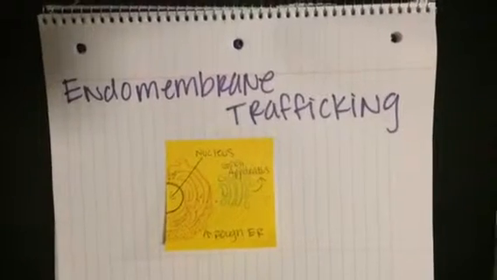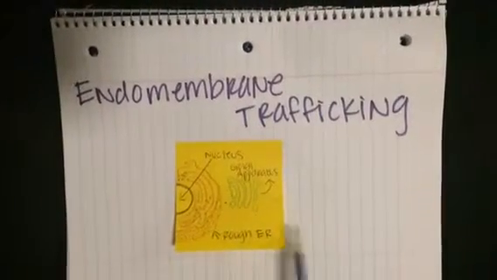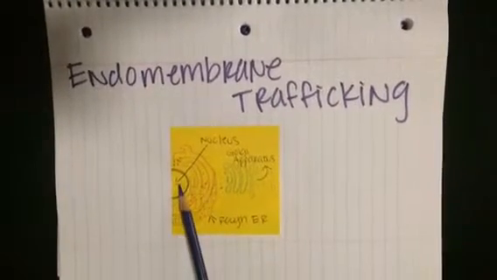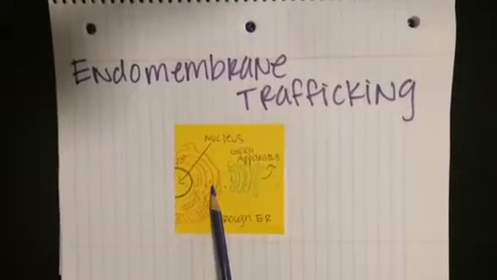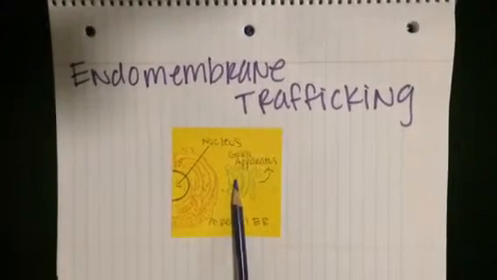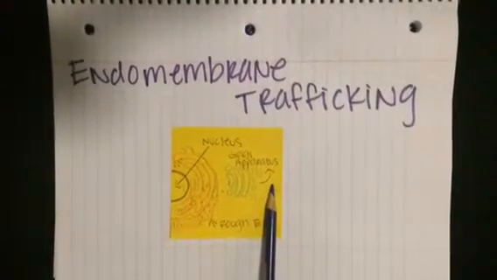Okay, a brief review on the endomembrane trafficking. It's basically through the endomembrane system. The protein starts in the nucleus, then to the rough ER, then to the post office, aka Golgi apparatus, and leaves the plasma membrane. The end, and thank you for watching.